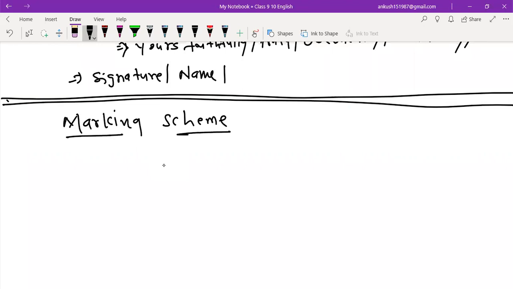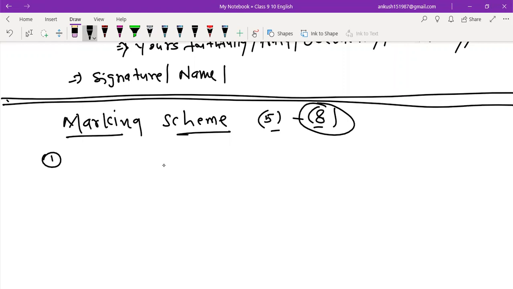See, the marking scheme for a letter can be 10 marks or 8 marks as well. Understood? For me, it's 5 marks or 8 marks, both can be there. For the state board, it is 10 marks, sir. What I'm telling you is that I'm taking the median, that is, 8 marks.